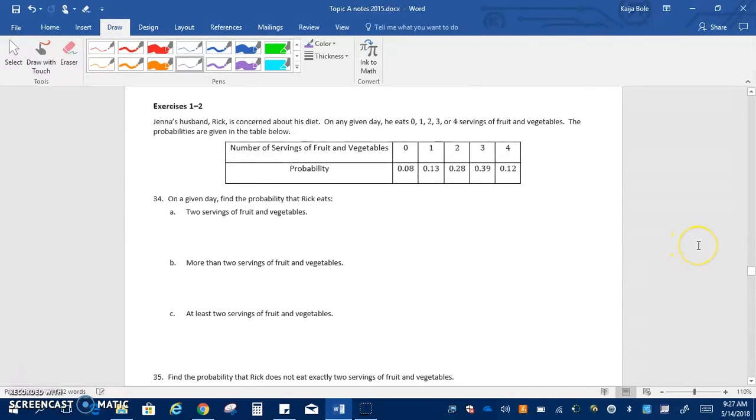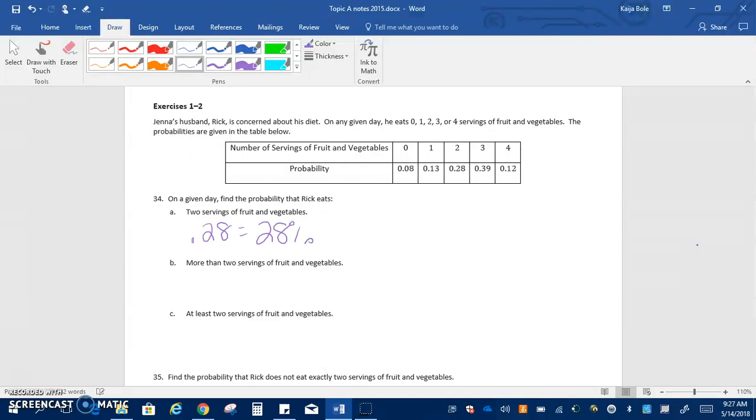So it says Jenna's husband Rick is concerned about his diet. On any given day he eats 0, 1, 2, 3, or 4 servings of fruit and vegetables. The probabilities are given in the table below. So on a given day, find the probability that Rick eats 2 servings of fruit and vegetables. So 2 servings in the table is 0.28, which is 28%.